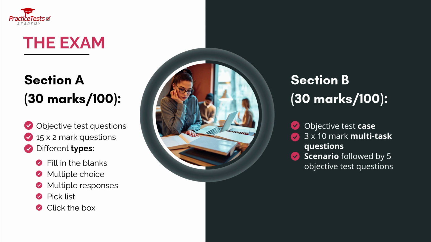Section B, for another 30%, is still a similar sort of objective test type scenario, but for these 30 marks you're given 3 10-mark multitask questions. So the objective test question is now split into 3 different chunks. Each chunk is a scenario to start with, followed by 5 objective test questions based on that scenario.